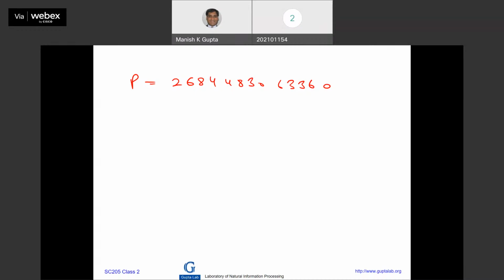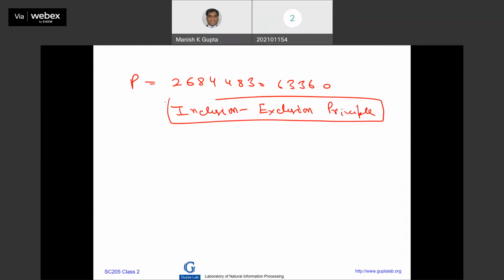Okay, another important thing, inclusion exclusion principle. By the way, counting is very, very important in computer science. Whenever you encounter any problem, first you need to enumerate or count what are the cases, how many possibilities, and so on. So that's why this is a very important topic.